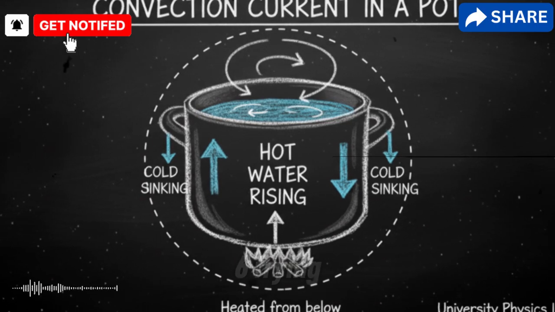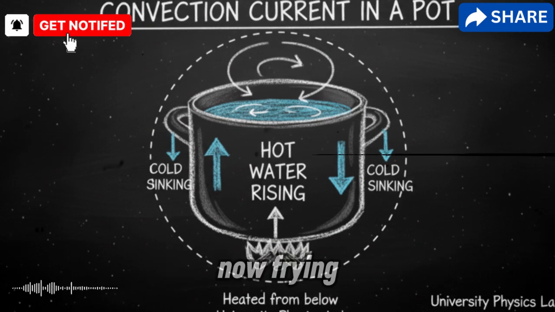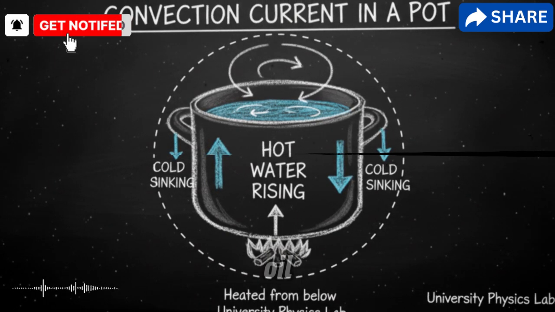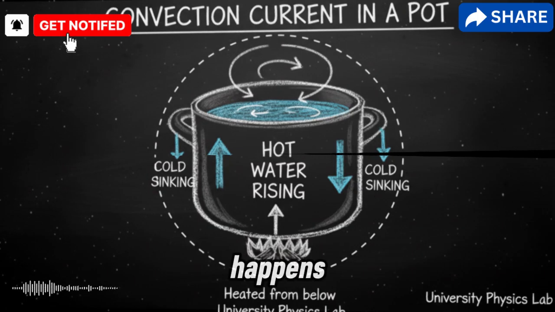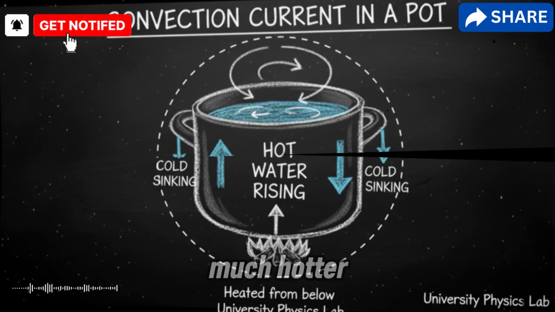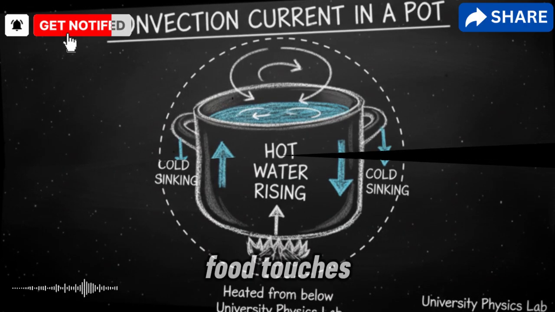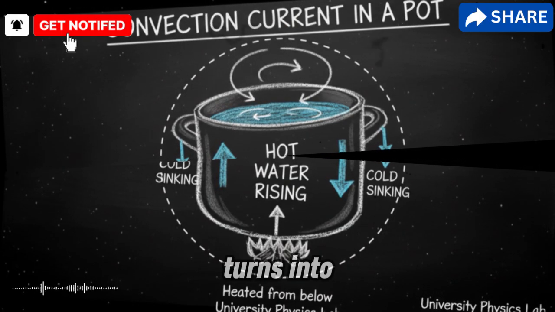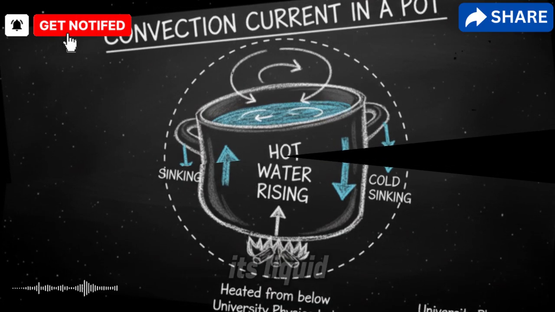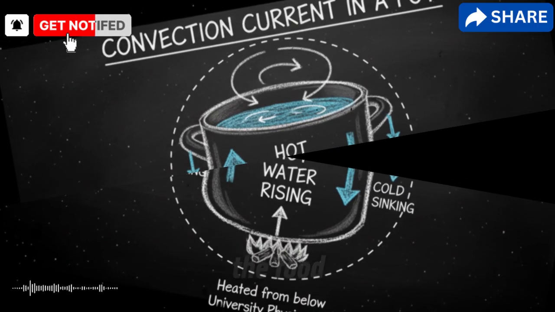6. Frying. A violent thermodynamic event. Now frying is particularly interesting. When you drop food into hot oil, something dramatic happens. Oil can reach temperatures around 180 degrees C, much hotter than boiling water. When water inside the food touches that oil, it instantly turns into steam. Steam expands about 1,700 times its liquid volume, so tiny explosions occur at the surface of the food.